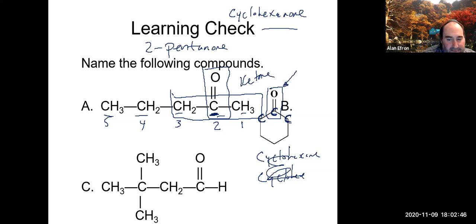Again, no need to give the location because it is always going to be carbon one. So this carbon right here is always going to be carbon one. And then if you had other groups, you need to determine which way gives those groups the smaller number. Any question on those first two?